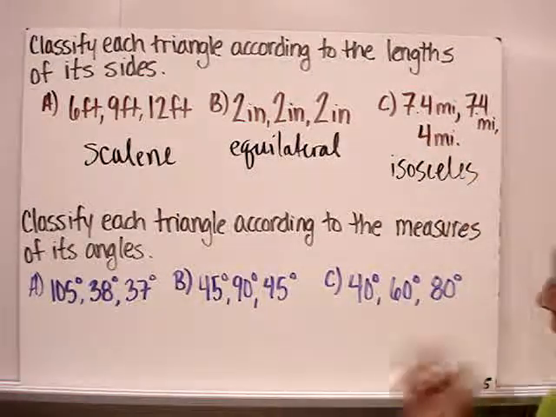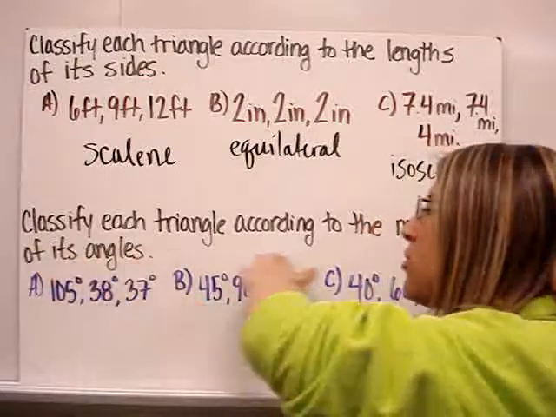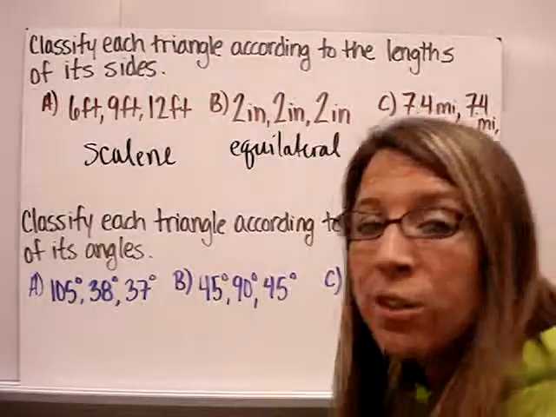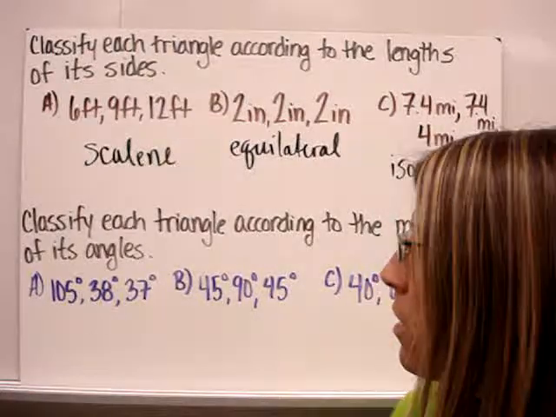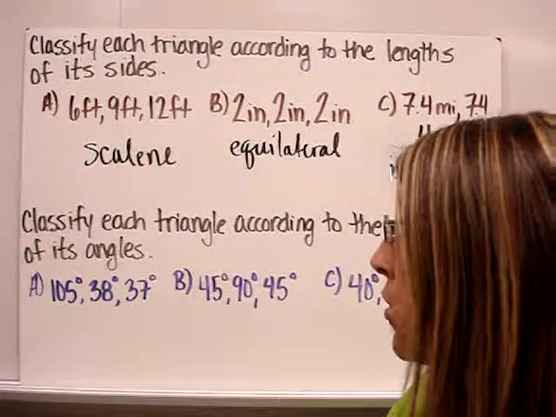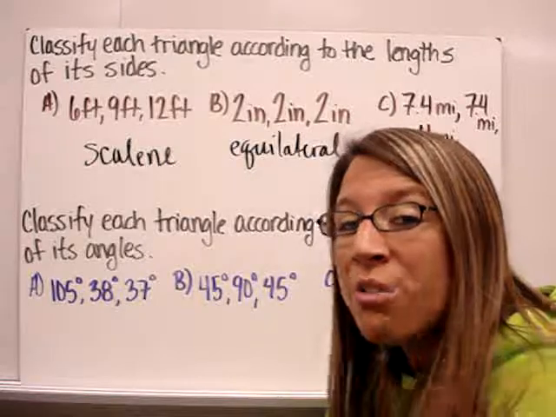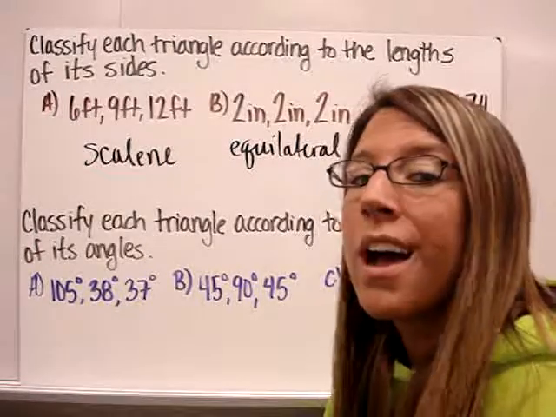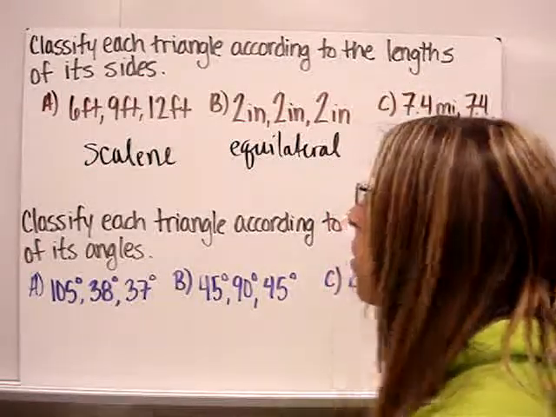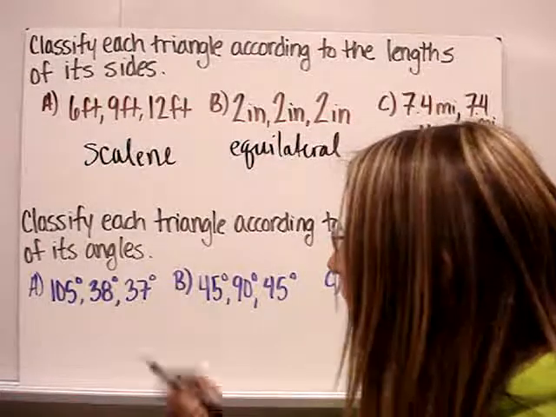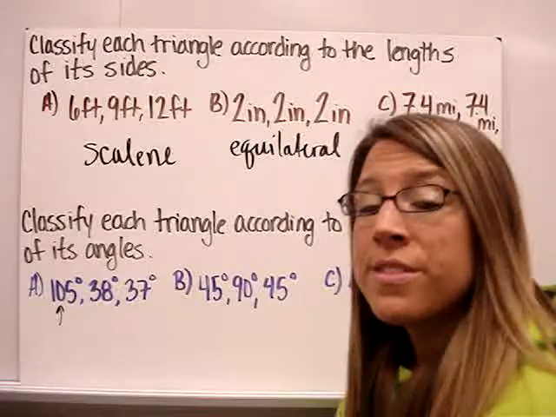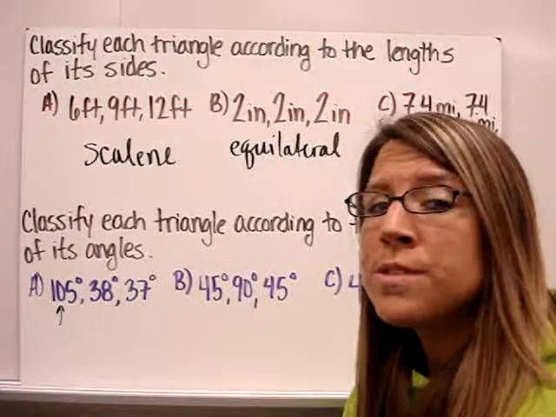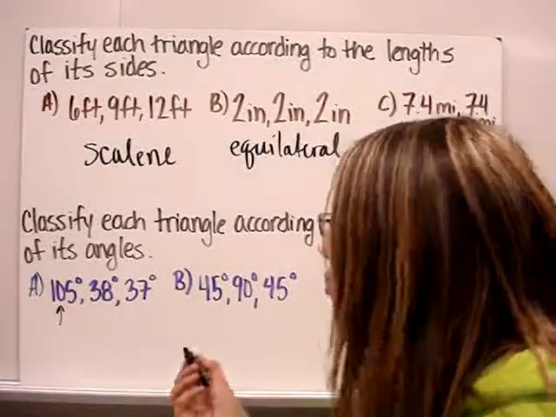Okay. Now we have to classify each triangle according to the measures of its angles. So in here, I have a 105-degree angle, a 38-degree angle, and a 37-degree angle. Keep in mind, all three angles add up to what? 180 degrees. So you can always double check to make sure that's true. But if I have one angle that's larger than 90 degrees, then that angle is obtuse, meaning that this is an obtuse triangle.